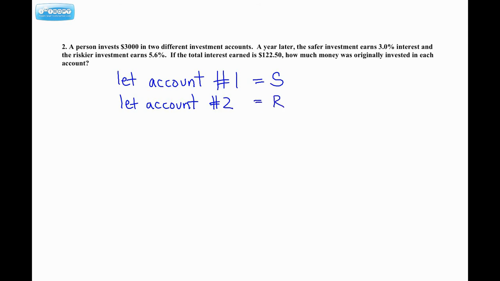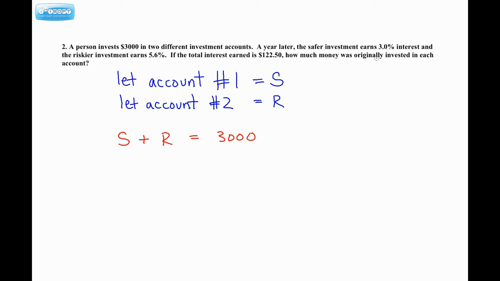Okay, now we know that in total $3,000 was invested. That's an easy equation to write out. So S plus R is 3,000. Okay, but on its own, this is not enough, right? We could invest $1,500 in each account, which would give 3,000, or we could invest $2,000 in the safe account and $1,000 in the risky account, and this would still work. But if you just choose random numbers that add to 3,000, chances are the interest earned is not going to add up to this. So the next equation has to depend on the interest earned.